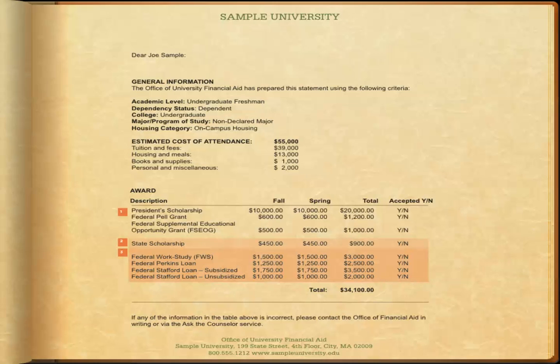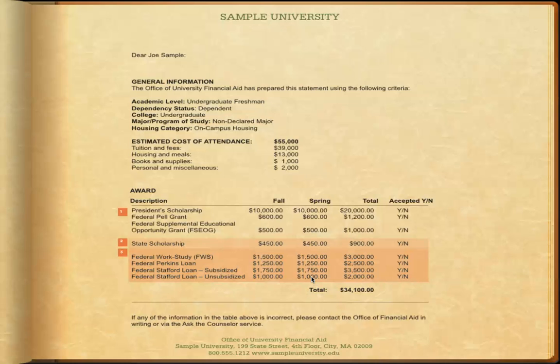If they don't want the loans, the 55 minus the 20,000, the Pell Grant, the Opportunity Grant, and the state grant, that difference would be the amount that the family would have to pay to cover all expenses. So the 39,000 tuition and fees is pretty much covered by the free money, but you got to pay for the other stuff.